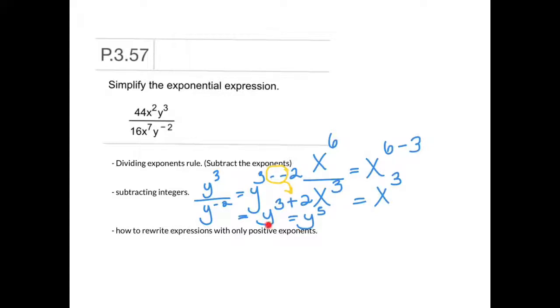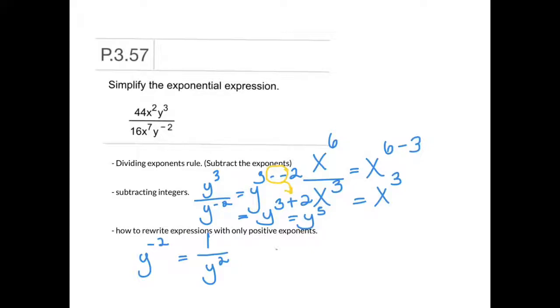And the last prerequisite is how to write expressions with only positive exponents. When you simplify an exponential expression, you don't want to have any negative exponents in your answer. You want to put your answer in positive exponents. So when you have a negative exponent, the rule is that to make the exponent positive, we are going to put it under 1. So it becomes a fraction. So y to the power of negative 2 is equal to 1 over y to the power of 2.